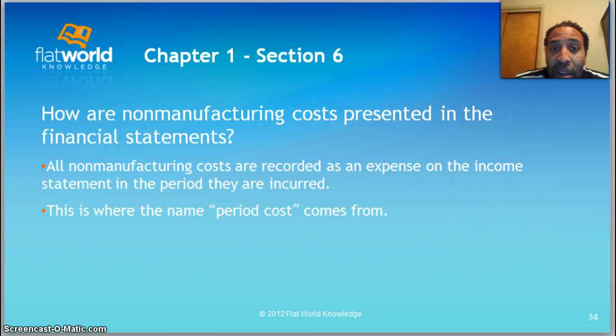So all non-manufacturing costs are recorded as an expense on the income statement in the period they are incurred. So if I have to pay for someone in HR or pay for the salary of someone in sales or marketing, it's allocated to that specific period, right? And that's one of the reasons why they call it period costs. This is where the name period costs comes from.